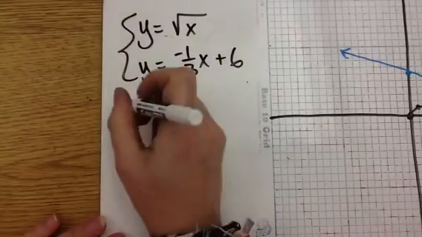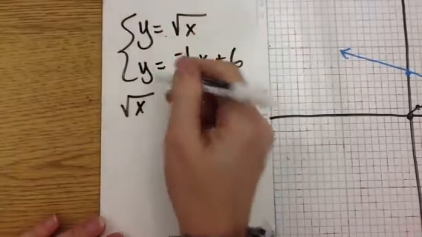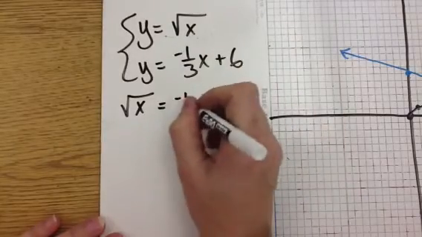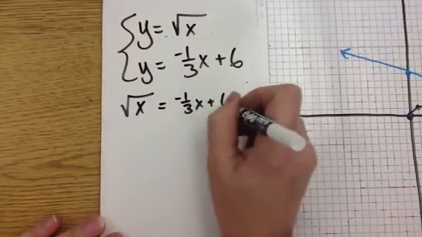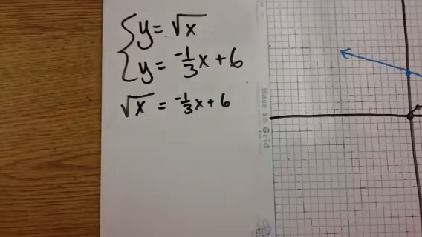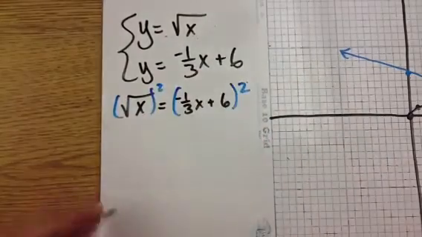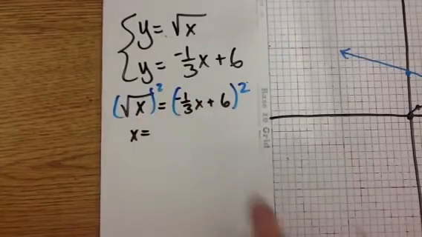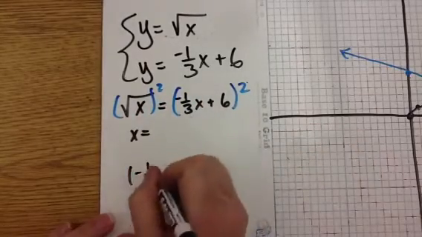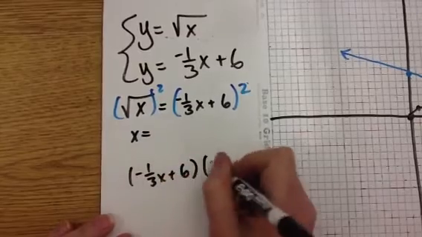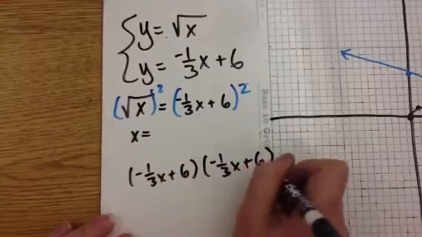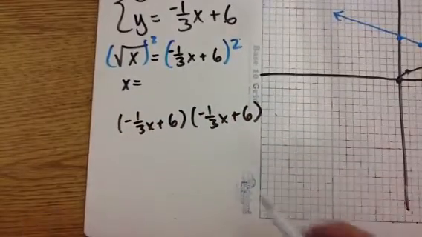The strategy I'm going to use is to set y equal to y. So square root of x equals negative 1/3 x plus 6. Then I will go ahead and square both sides to get rid of this radical. So we get x equals, I have to FOIL the negative 1/3 x plus 6 times negative 1/3 x plus 6. That's going to be a lot of fractions.